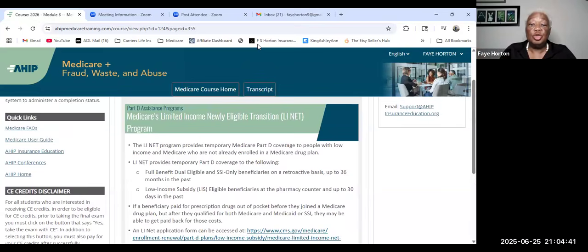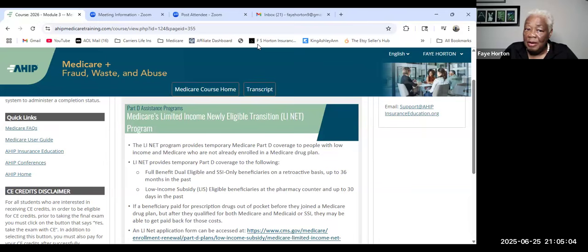Medicare's Limited Income Newly Eligible Transition program. The LINET program provides temporary Medicare Part D coverage to people with low income and Medicare who are not already enrolled in a Medicare drug plan.